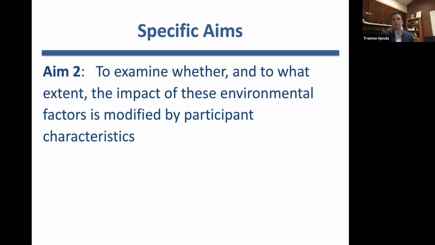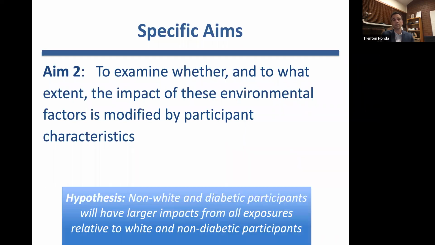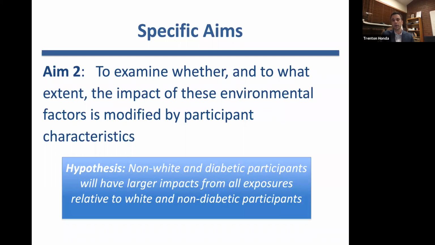Aim 2 of the study was to examine whether and to what extent the impact of these environmental factors are modified by participant characteristics. And our hypothesis, based upon previous literature and our previous knowledge of these data sets, is that non-white and diabetic participants would have larger impacts from all exposures relative to white and non-diabetic participants.